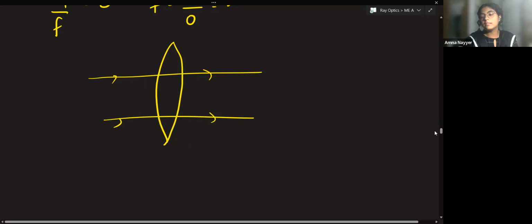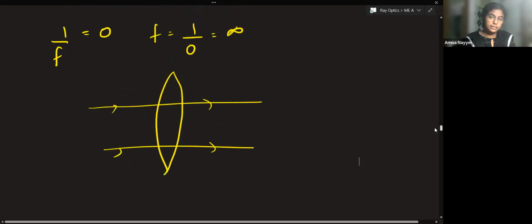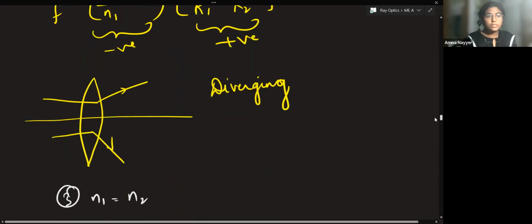Even if the glass was not there, the rays would have passed straight away. Even if the glass is there, rays are still passing straight away. So this is the only case when both the refractive indices become equal, you have the same material. All right, so these three parts are important.